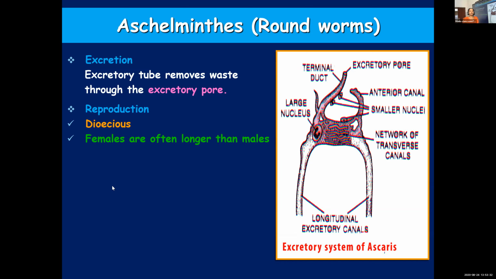Then another point we said is that in Platyhelminthes, there is no coelom, no true body cavity, but here they have a pseudocoelom or false body cavity. The next point is that there the excretion is carried out by flame cells, while here it is carried out with the help of an excretory pore. Then in Platyhelminthes the sexes are united, they are hermaphrodites, but here they are dioecious, sexes are separate.